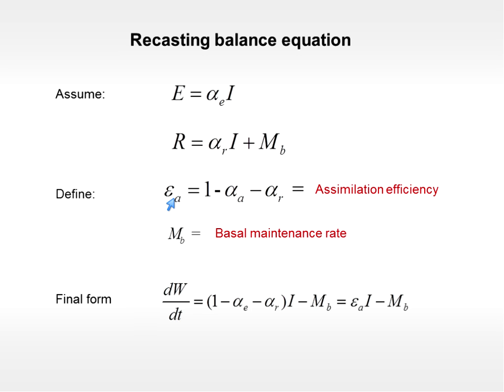I define a quantity called the assimilation efficiency, which is given there. It's just 1 minus the two constants of proportionality. And then the balance equation for carbon mass takes the form illustrated at the bottom here. The rate of change of the carbon mass is this pile of constants times the ingestion rate minus the basal maintenance rate, or in simpler form, it's an assimilation efficiency times ingestion minus the maintenance rate.